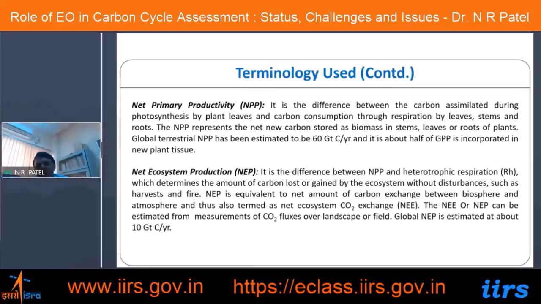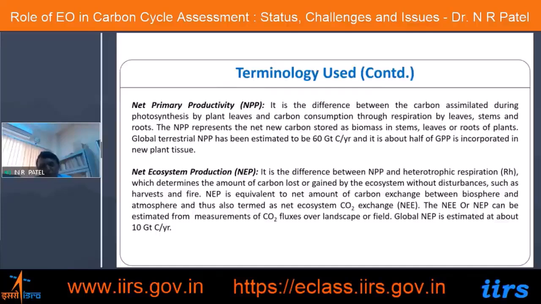The third term is net ecosystem productivity, or you can say net ecosystem exchange of carbon. It is nothing but the amount of carbon that is being exchanged between the biosphere and the atmosphere, which we can term a carbon flux. This is the vertical flux of carbon exchange.